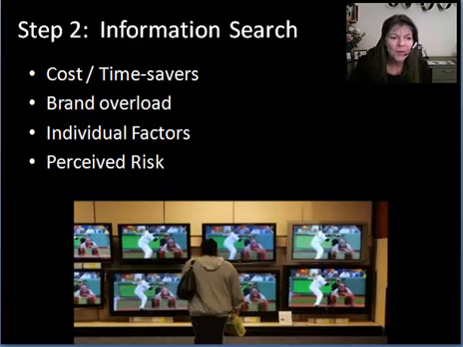All right, so we've covered steps 1 and 2. With our next segment, we are going to cover step 3 in the cognitive decision-making process.